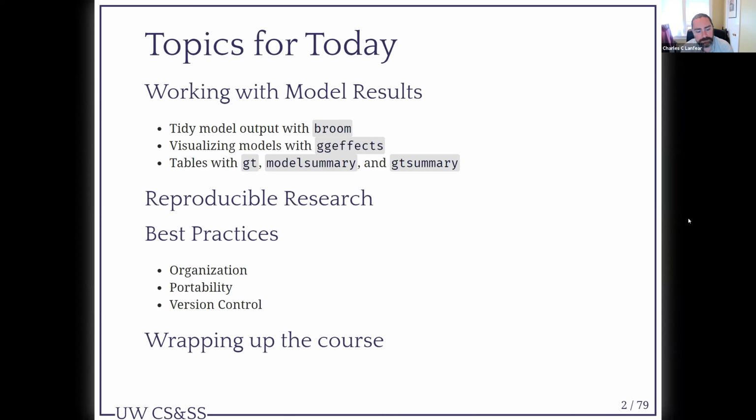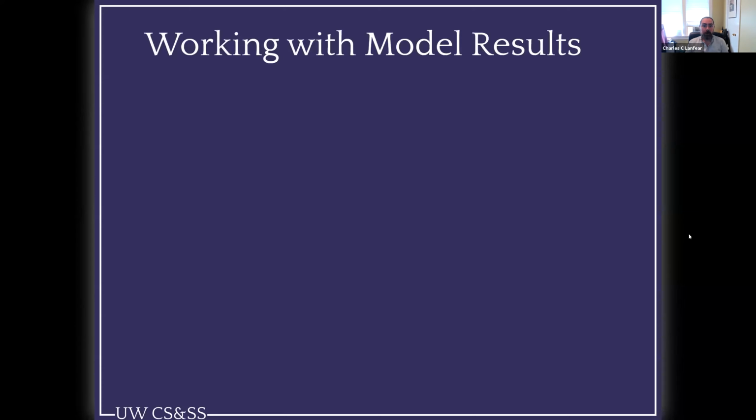The second half of the lecture today is going to be a rant about reproducible research and best practices in scientific programming. I'm just going to talk about the basic ideas of reproducible research, why it's a good thing, and then talk about best practices you can follow to make your research reproducible, but also easier to manage and better, more reliable, easier to share with people. And then I'll really briefly wrap up the course, give some plugs for some other courses, that kind of thing. Okay. So first thing we're going to do today, we're going to work with model results.